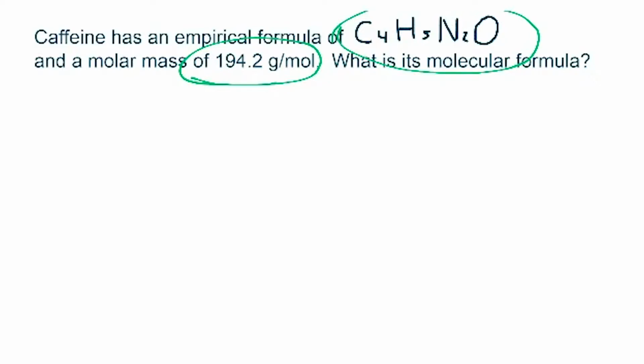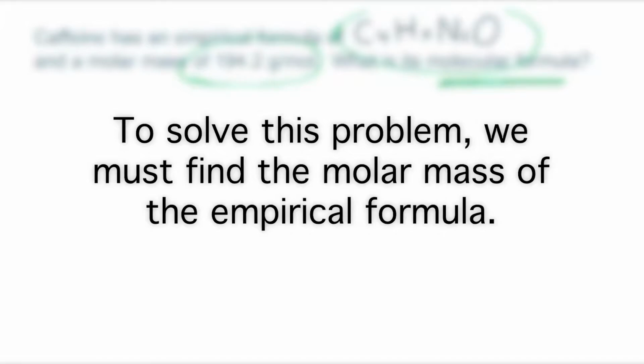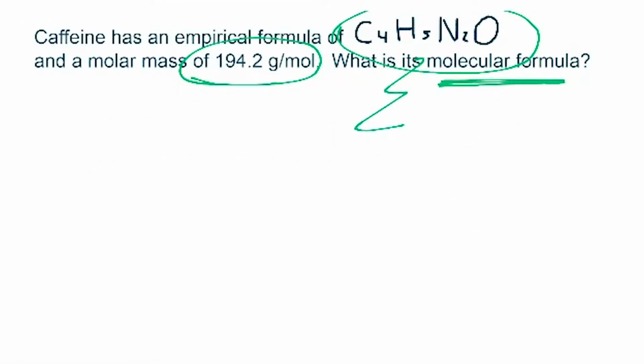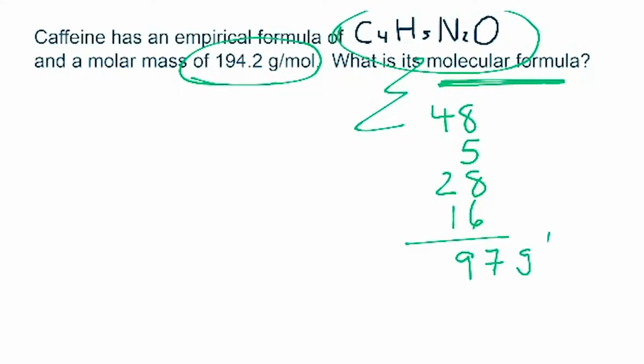In this problem, we're given the molar mass of the compound, and we're also given its empirical formula. What we're asked for is its molecular formula. To figure this out, we need to determine the molar mass of the empirical formula. We can see that there are 4 carbons, that's 48 grams per mole. There are 5 hydrogens, that's 5. 2 nitrogens is 28. 1 oxygen is 16, for a total of 97 grams per mole.